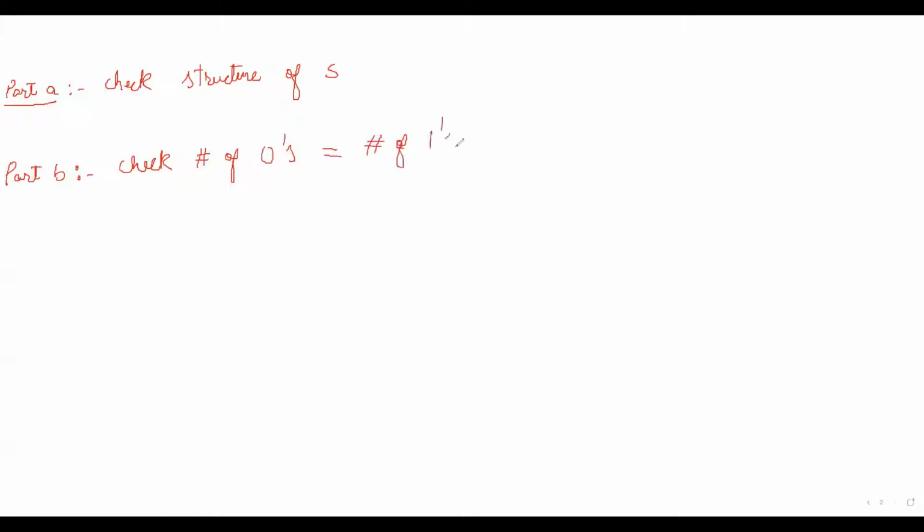So if our string S passes in both the parts, part A and part B, then only we will say that S has been accepted. So we will write: if S passes part A and part B, then S will be accepted.